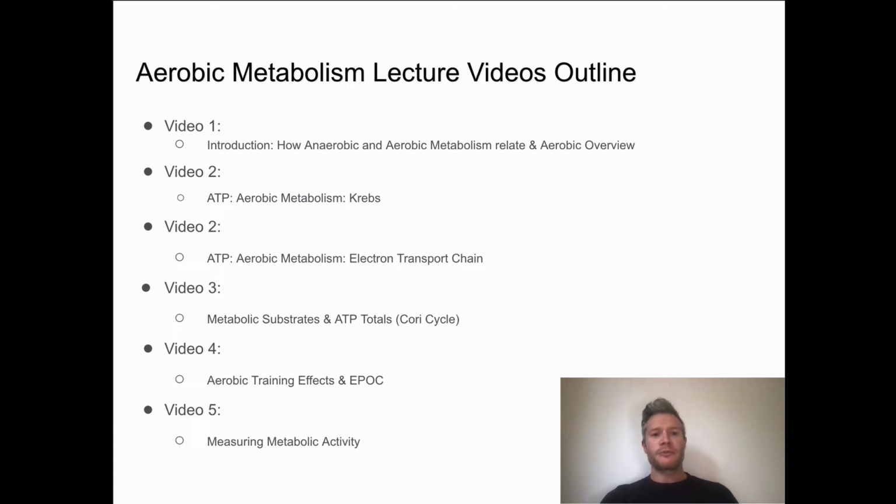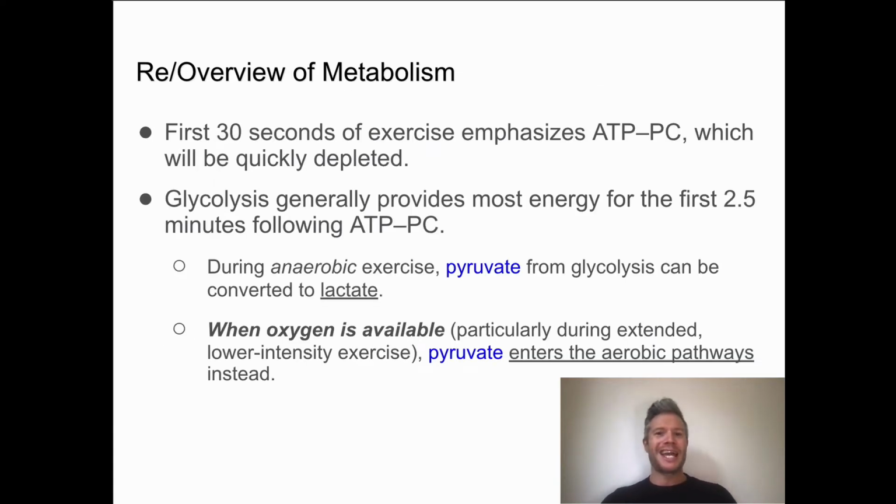Okay, so let's go back and review just in brief what anaerobic metabolism is, to help set the foundation for us to understand better what aerobic metabolism is and how that differs. So again, the first 30 seconds of exercise, typically intense exercise, predominantly uses the ATP-PC system to generate ATP, but it's also quickly depleted, as noted, in 30 seconds. Okay, so from there, glycolysis picks up the slack. It's still anaerobic and will generate energy up to a maximum of 2.5 minutes in any significant contribution.